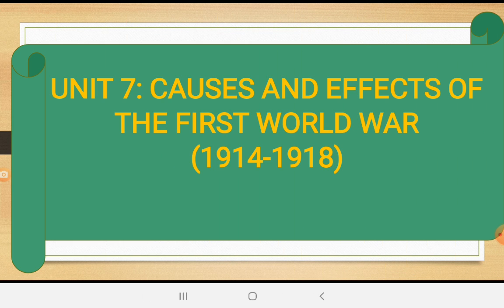Today's concern is Unit 7, Causes and Effect of First World War, 1914 up to 1918. This World War is also called World War I. It can also be called Great War. What is a World War? What is First World War? What were the causes? We will focus mainly on the causes. In today's session, we will focus on the causes. Effect will come later.